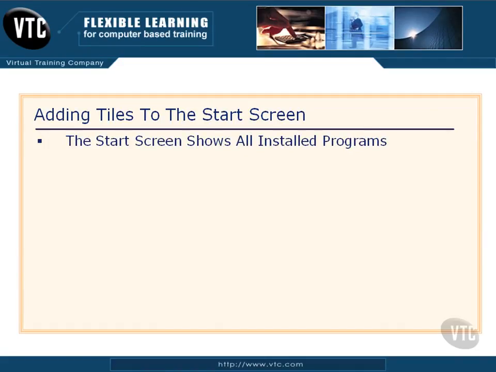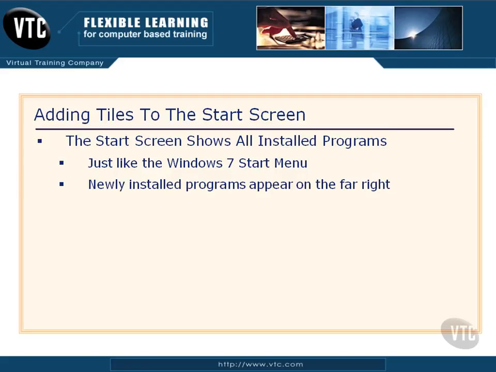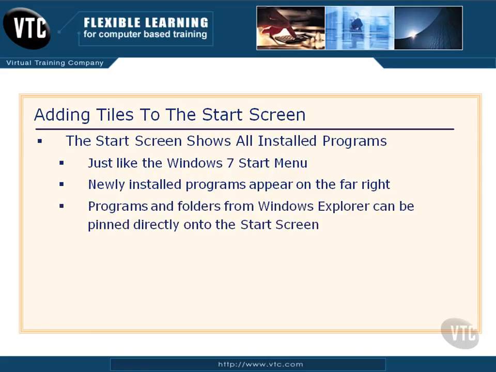Now, there's really two aspects that you need to know. First of all, the start screen automatically shows all installed programs, and I should qualify that. It shows all properly installed programs just like the Windows 7 start menu does. So in Windows 7, if you installed a program, then opened up the menu after the installation was complete, you would probably see that program in the start menu somewhere. Now, occasionally you didn't see things out there. In Windows 8, newly installed programs appear way on the far right end of the menu. I'll demonstrate that in part two.